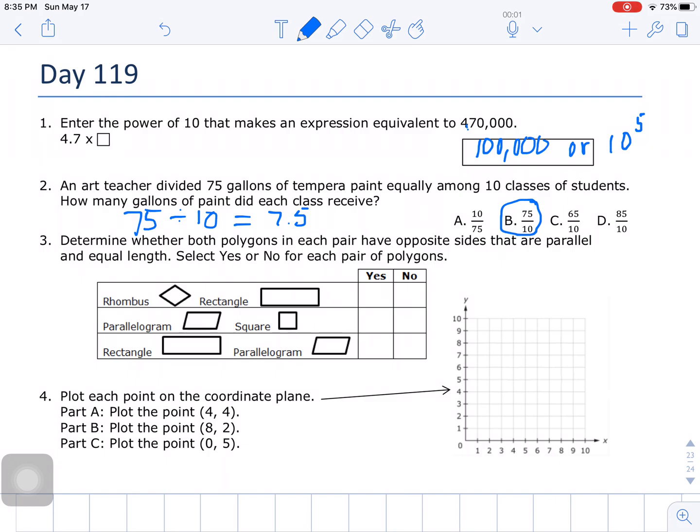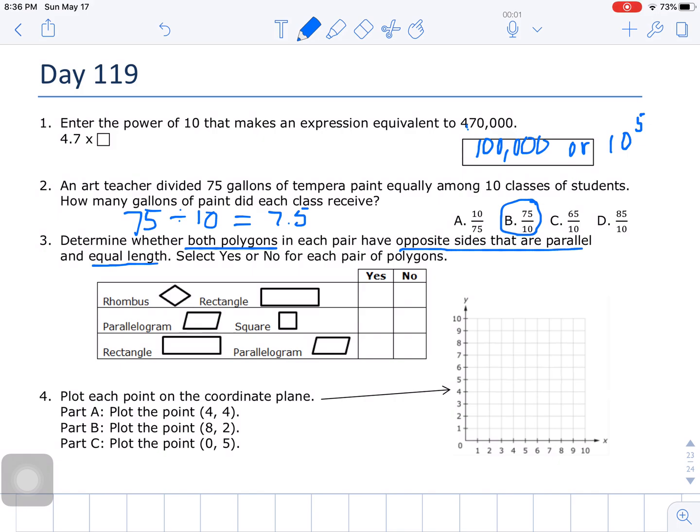Problem number 3. Determine whether both polygons in each pair have opposite sides that are parallel and equal length. Select yes or no for each pair. So here's the thing I want to point out. First, we have to determine whether both polygons have two things: opposite sides that are parallel, and they have to be equal length. So if it's not true for both of them, then we would put no. If it is true for both polygons, we would select yes.